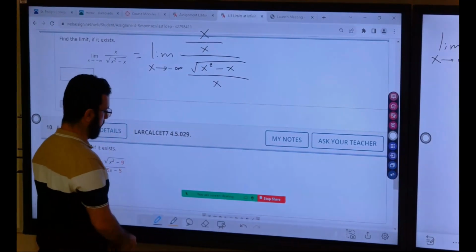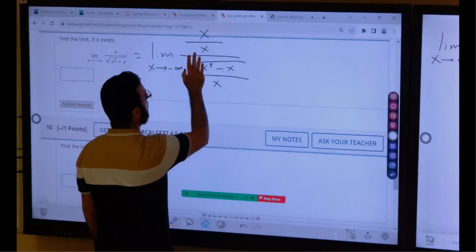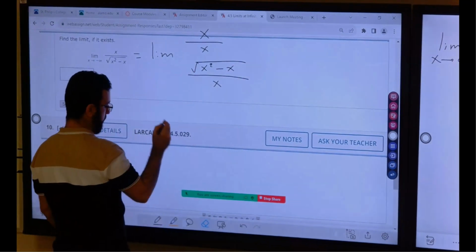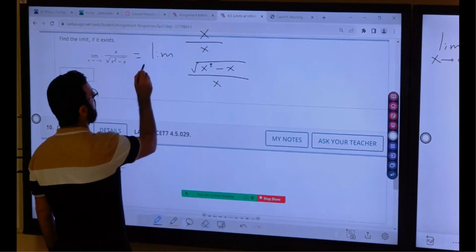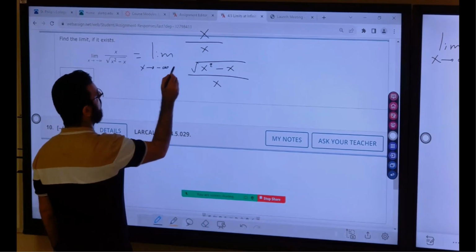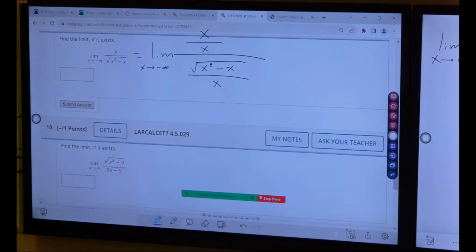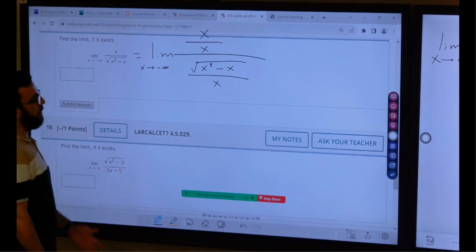Now, what are you gonna do in this case? These approach negative infinity. And what's the next step? On the top, it's 1. What about the bottom?